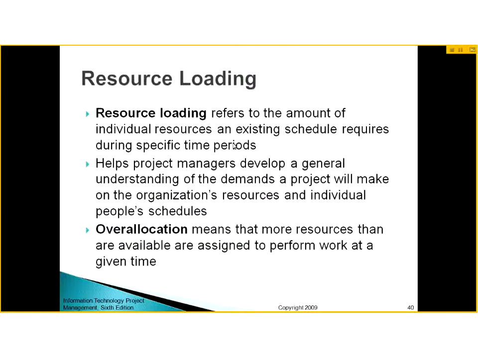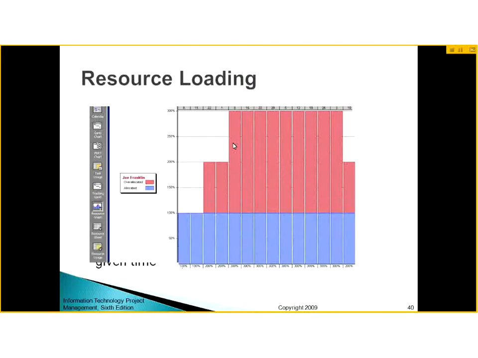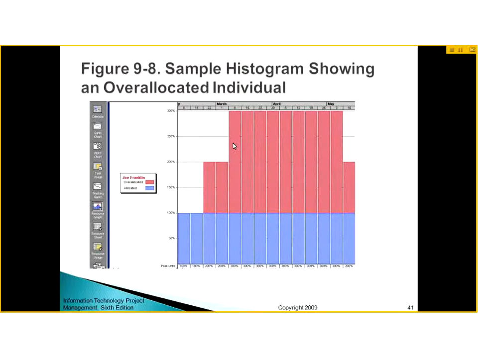Now, if you perform over-allocation, what does over-allocation mean? Over-allocation means that more resources than are available are assigned to perform work at a given time. Like you don't have resources available, but you have assigned those resources to work at a given time. Now this is showing an over-allocated individual. You can see here that this is Joe Franklin. Now you can see here in March, the blue histograms are showing allocation, and the red ones are showing over-allocation.